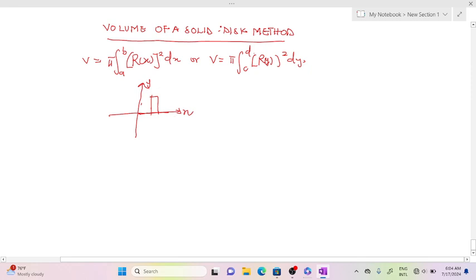Assuming that you have a function in this form, once I revolve this, I'm going to have something like a cylinder, a mini cylinder with a very short distance. So it forms something like a disk. That's why we are calling it the disk method.